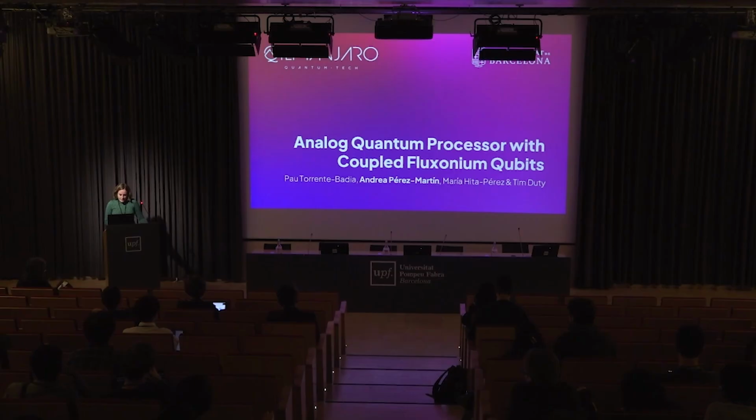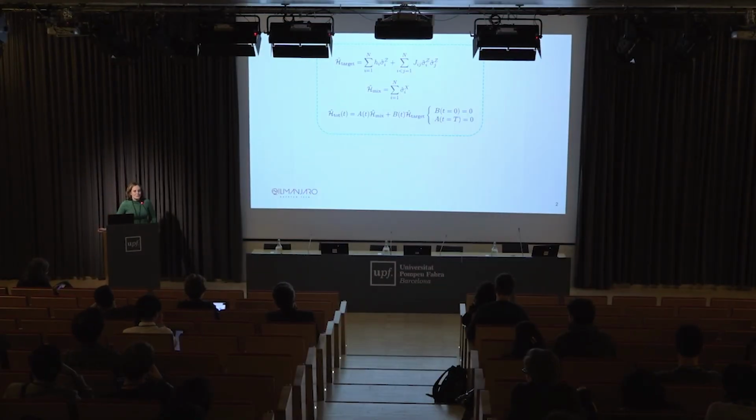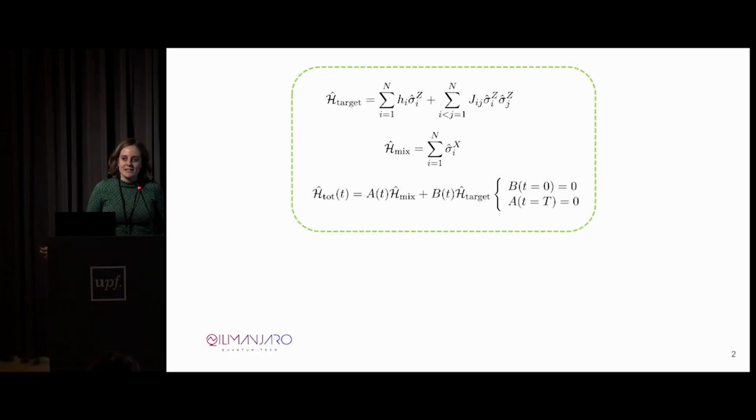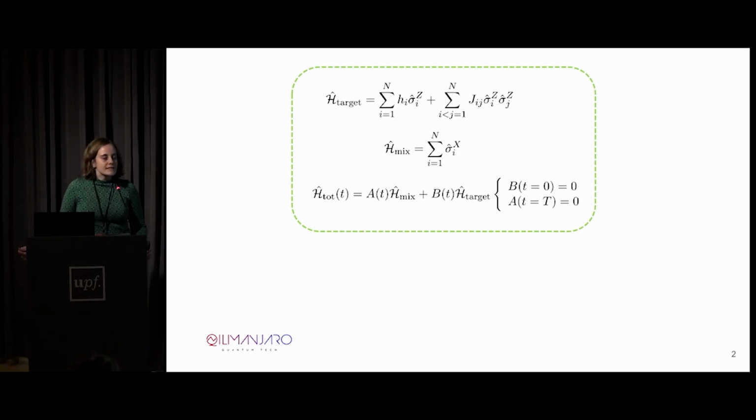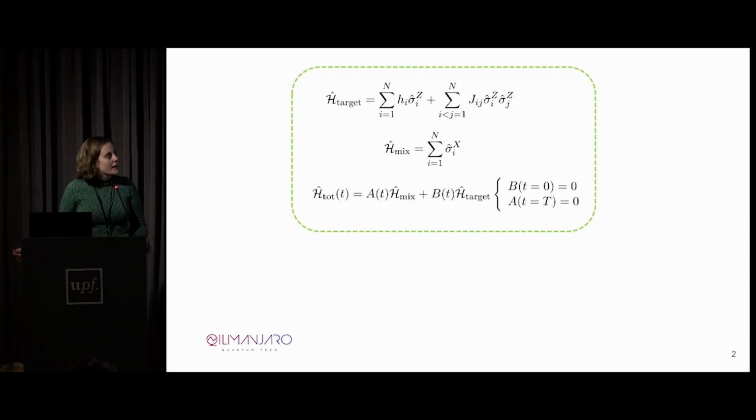Today I will talk to you about our work on building an analog quantum processor based on coupled Fluxonium qubits. I'm sure you are all familiar with these expressions here on screen. On top we have an Ising type Hamiltonian, then we have a transverse field Hamiltonian, and finally we have a schedule that gradually brings you from one Hamiltonian to the other. And this, of course, with some other details, is indeed a really powerful algorithm that can be used to solve a wide variety of optimization problems.